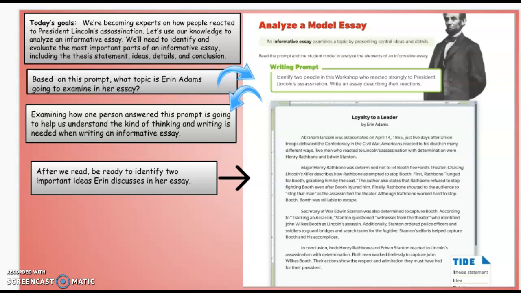Hopefully we can do it maybe when we get back in person after Christmas, but right now we're just going to analyze what the essay would look like, and if you were to write one, this is what yours would look like and the parts that are required. So if you notice on the page, there's a writing prompt. And if you look at it in the green box, it says, identify 2 people in this workshop who reacted strongly to President Lincoln's assassination.